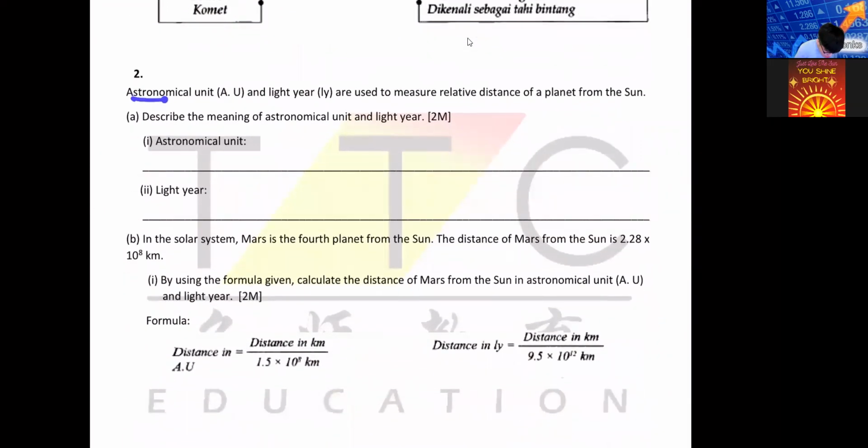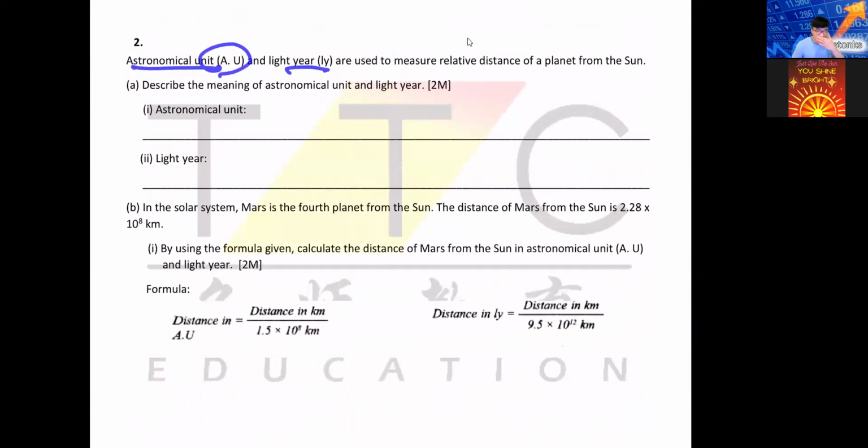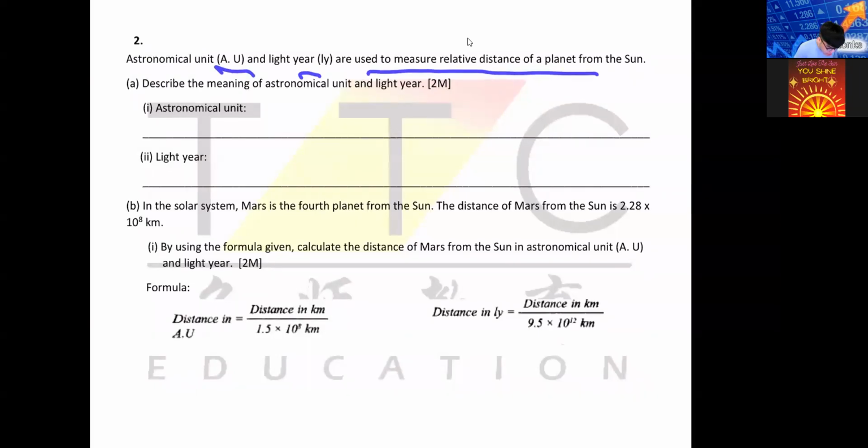Okay, so astronomical unit, AU and light year. Which page are we at? We are at page 10. So AU and light year are used to measure the relative distance of planets from the sun. Describe the meaning of astronomical unit and light year. So what is AU? AU is the distance from Earth to Sun. Jarak antara bumi dan matahari.